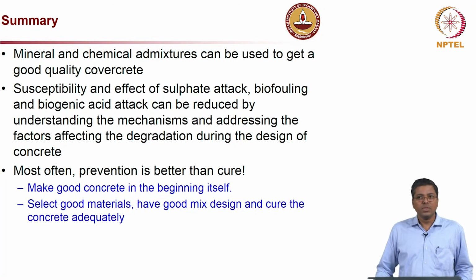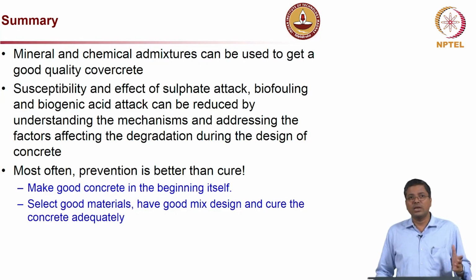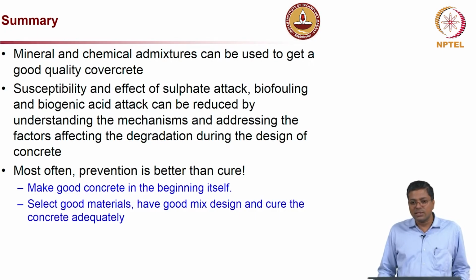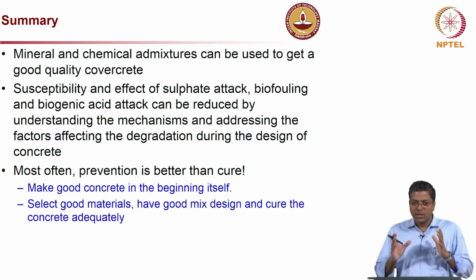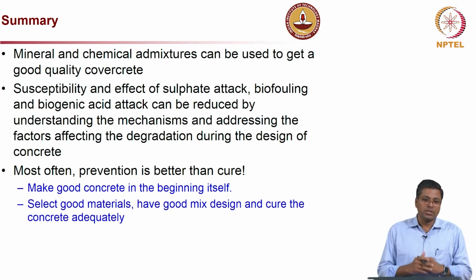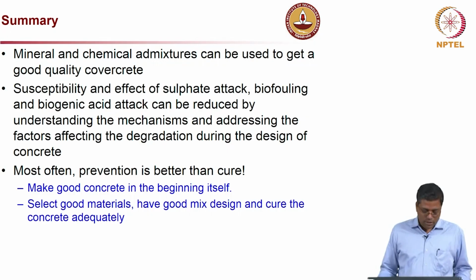So, it is a summary. Mineral and chemical admixtures can be used to get a good quality concrete, especially cover concrete, and then susceptibility to and effect of sulphate attack, acid attack etc. can be reduced by understanding the mechanisms, how they really happen, understanding what type of exposure conditions you have, and then addressing those factors, coming up with a good tender specification or good measurable parameters for the type of system you are designing, mainly to prevent such deterioration from happening during the design life.